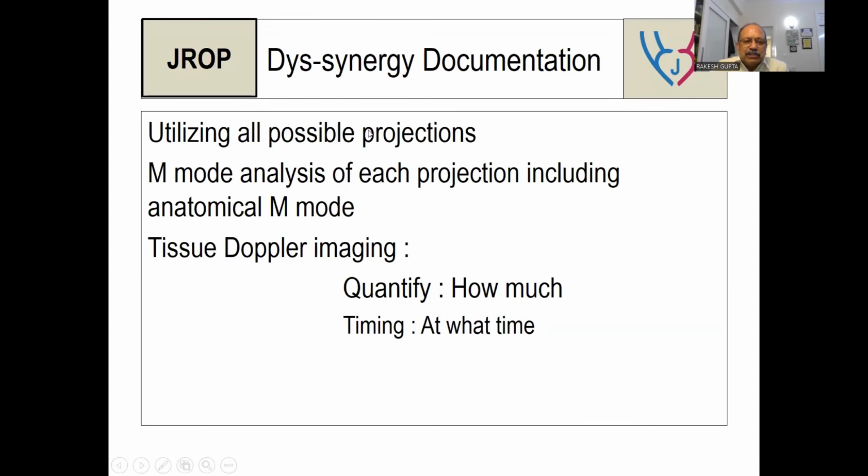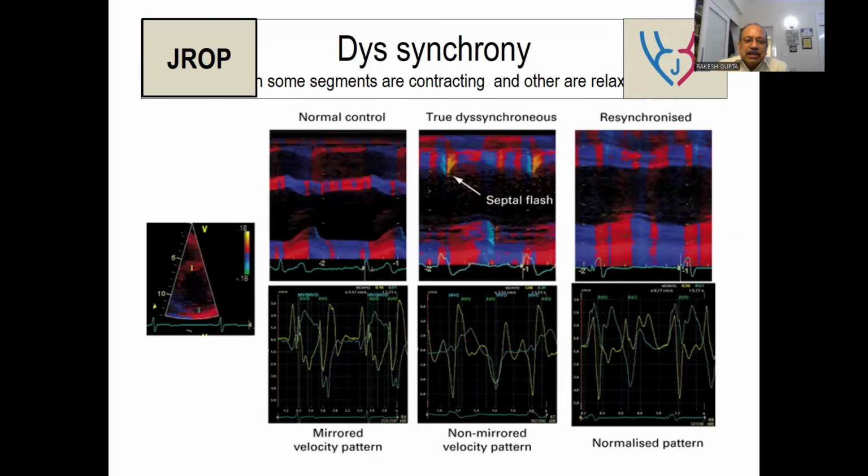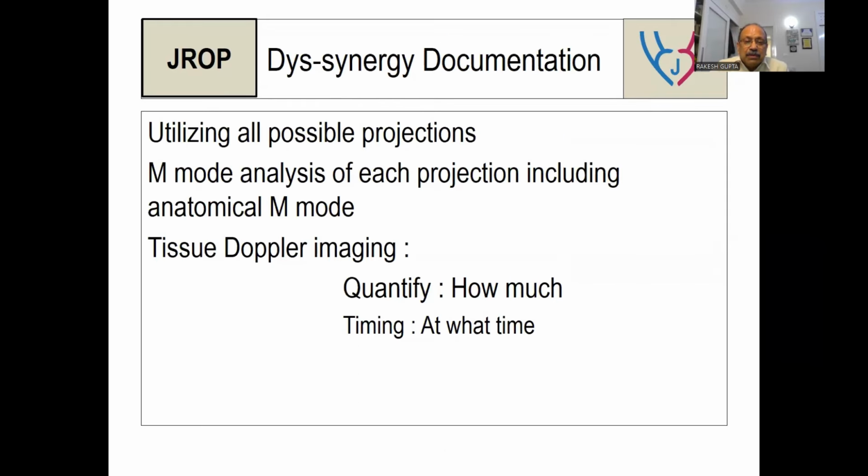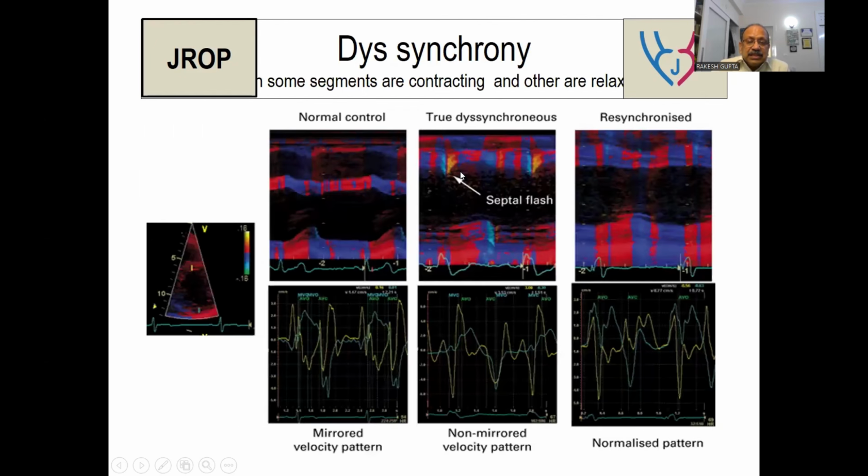Then there is a word which is known as dyssynergy. Dyssynergy means how much it is contracting, and at what time it is contracting is another issue. So synergy is how much it is contracting. Synchrony is at what time it is contracting.